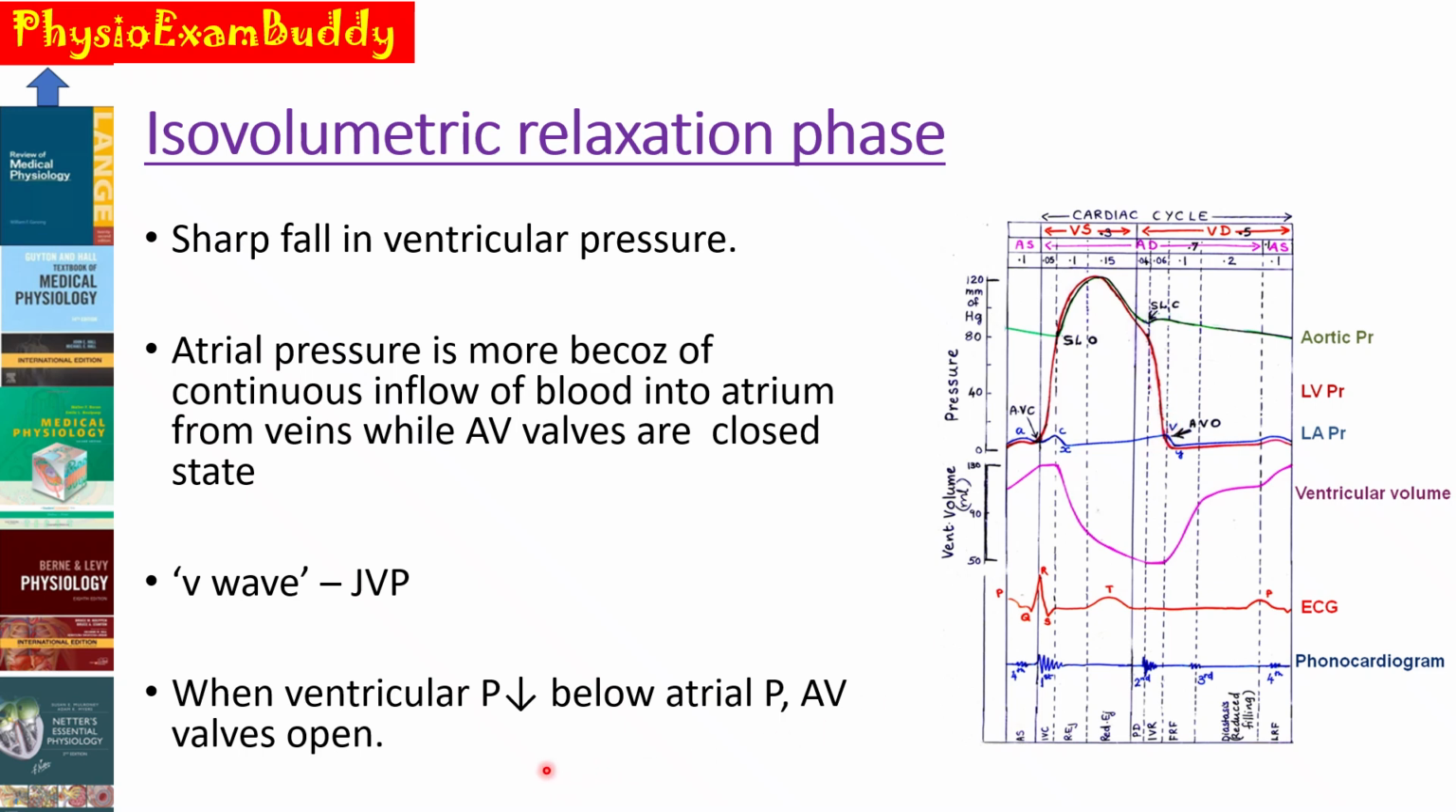And when the ventricular pressure falls below the atrial pressure, what happens? The AV valves will open. So that is what it is representing here, the AV valve opening. Thus, this isovolumetric relaxation phase extends from closure of the semilunar valve to the opening of the AV valves. So here the semilunar valve closure is shown in the initial part of this phase, that is the isovolumetric relaxation phase, and at the end of the waves this AV opening you have to show in the diagram.